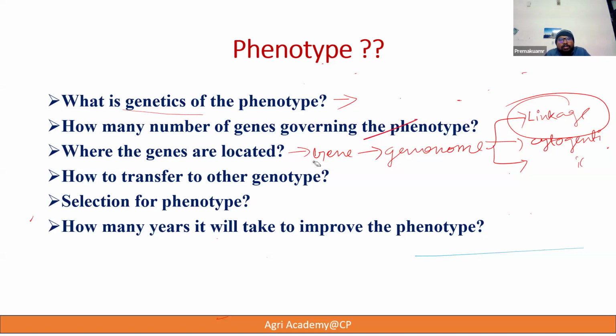If a trait is governed by polygenic inheritance, then how can I plan my hybridization and selection experiment? These are the things we need to take care of while transferring any particular trait from one genotype to another genotype. Then the next question comes. Okay, you transferred, you created a hybrid.